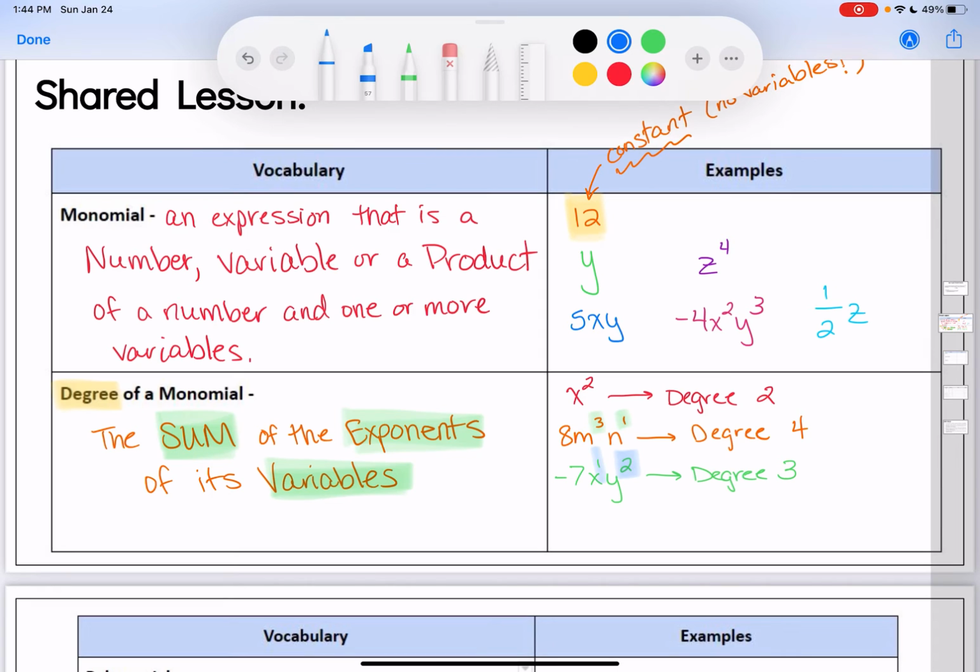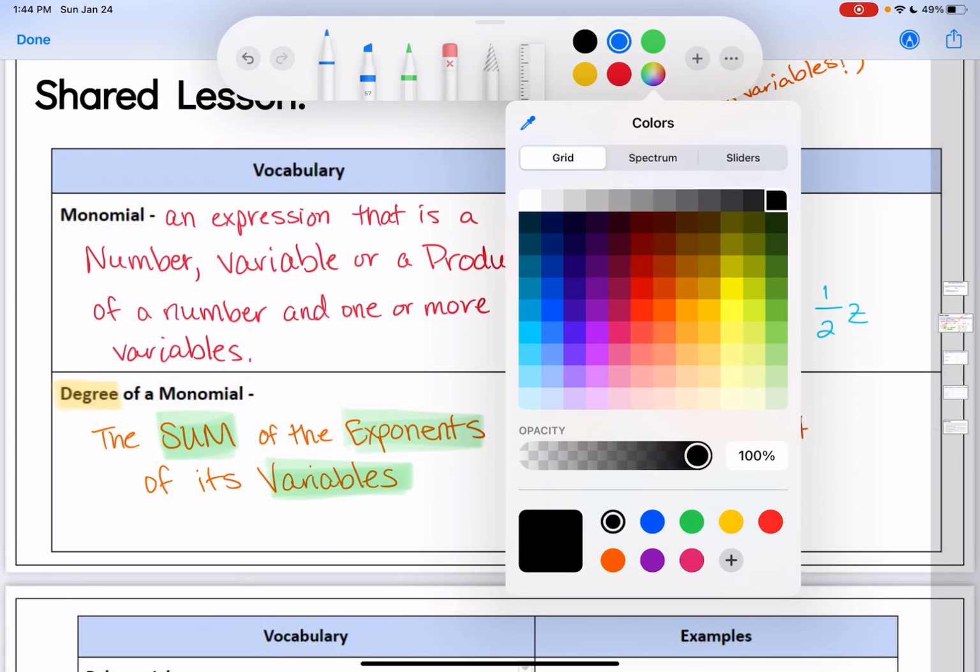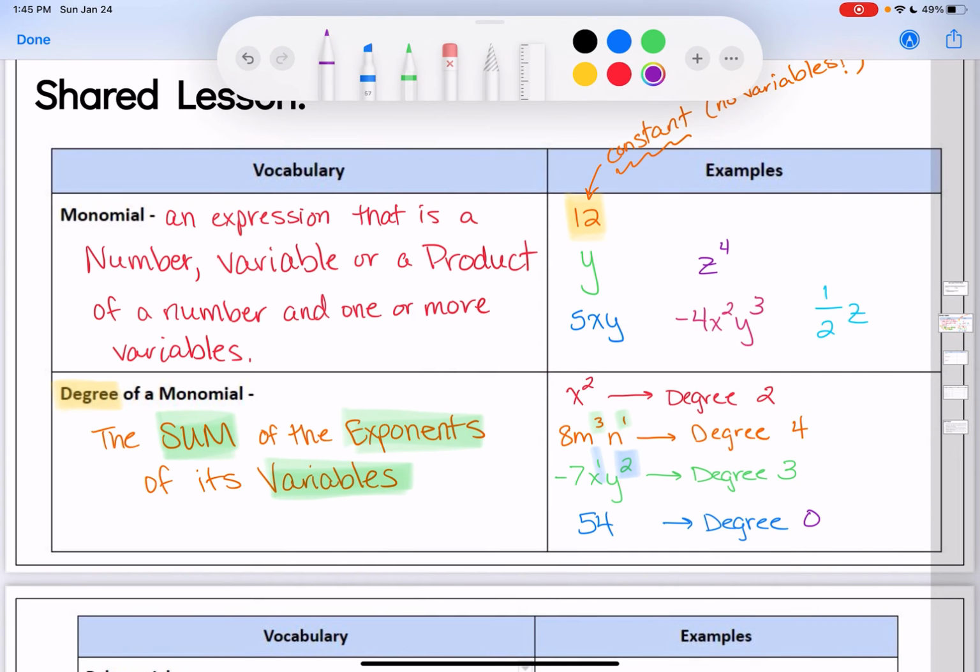All right, I got one more that's kind of tricky for you. What about the monomial 54? Ooh, tricky. That's a constant, right? There are no variables. So the degree in this case would actually be 0. You can kind of think of it like, see, there are no variables, right? Which means that exponent, the sum of the exponents, there's none of them. There's 0 of them, right? So the degree is 0.